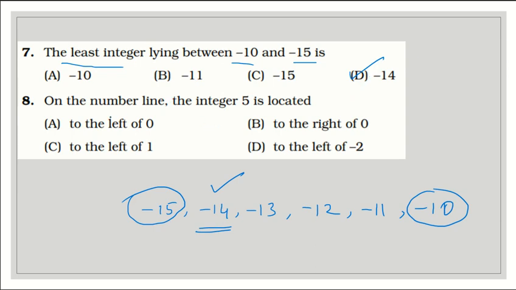Next, question number 8. In question number 8, on the number line, the integer 5 is located always to the right side of 0. So +5 is always located to the right of 0. The right answer is B.